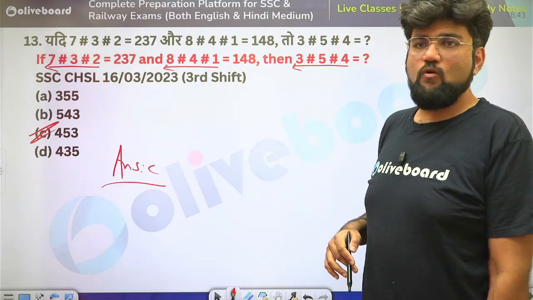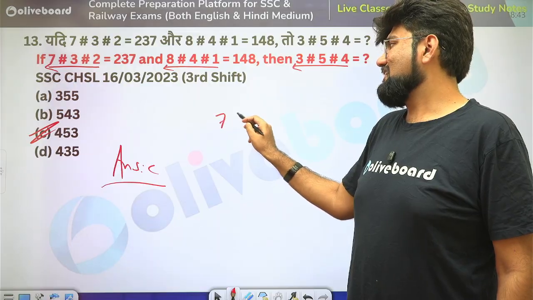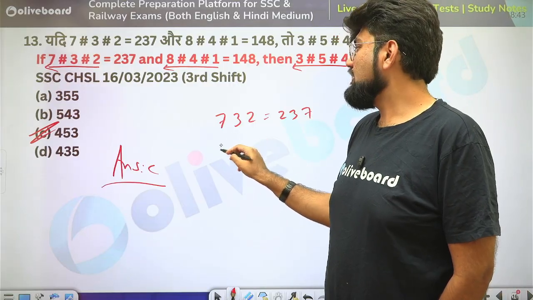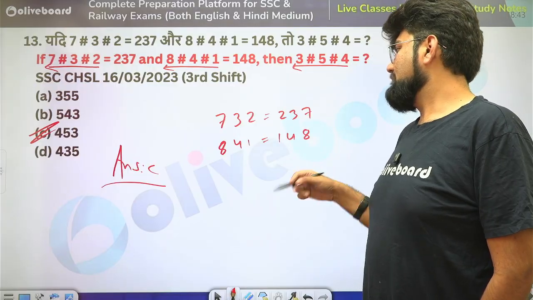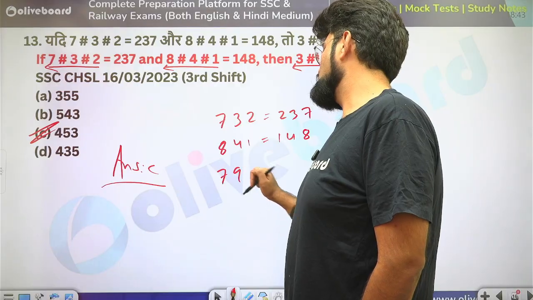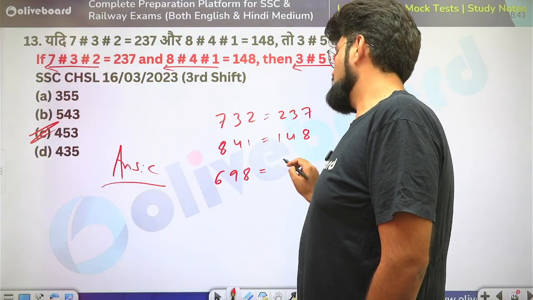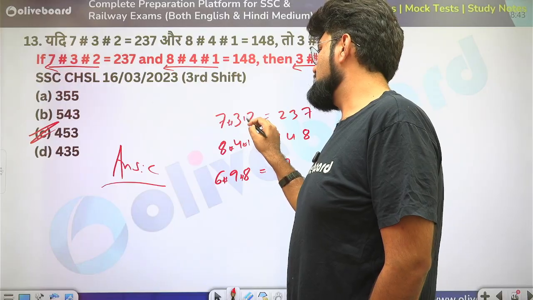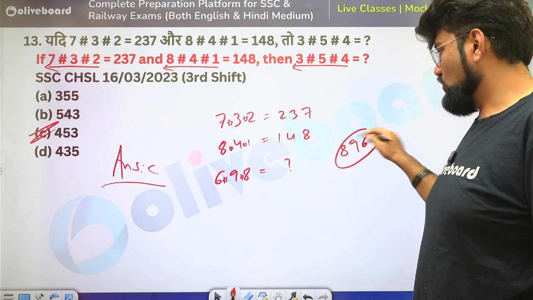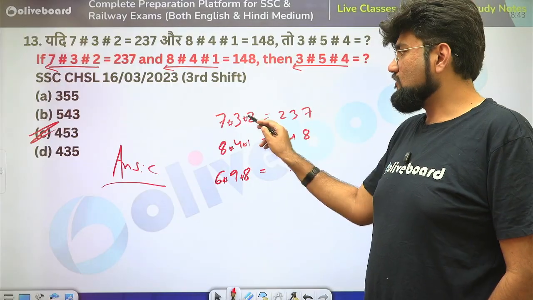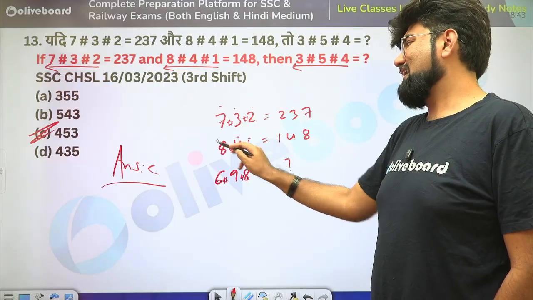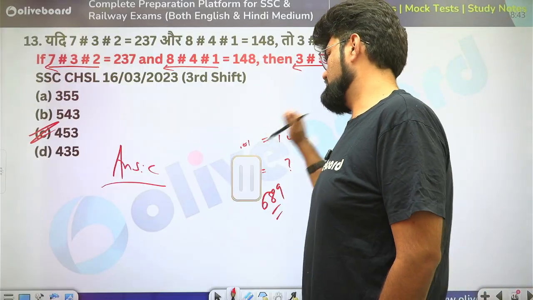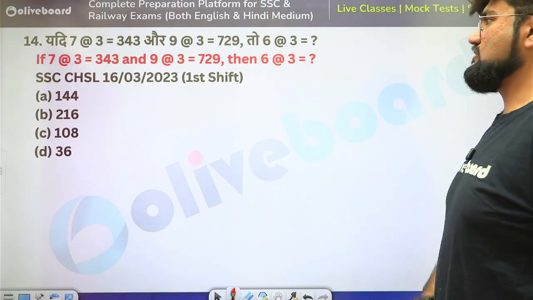Sometimes what they can do is they can do like this, 732. So this is 237. And then they will give you 841. This is 148. And then they will give you 698. They'll ask you what is the answer. Hash in between. Now a lot of people will misunderstand this and write 896 as the answer, though this is not there in the options. Then what is happening? So then it is being arranged in ascending order. 2, 3, 7, 1, 4, 8. And this is 6, 8, 9 in that case. So observation is going to help you out each time. How quick you are at observation. This is what this tests.